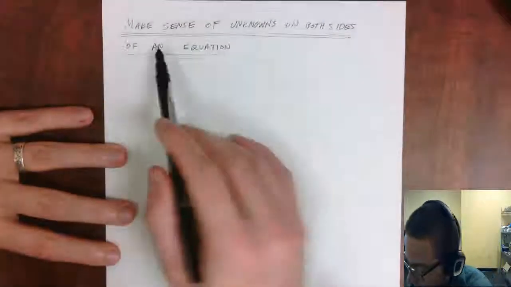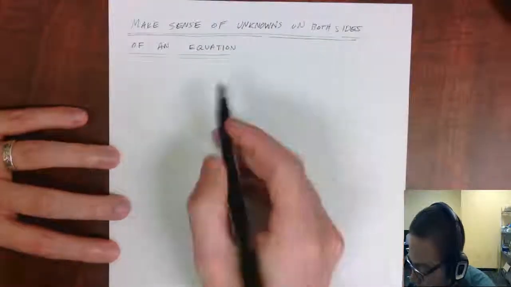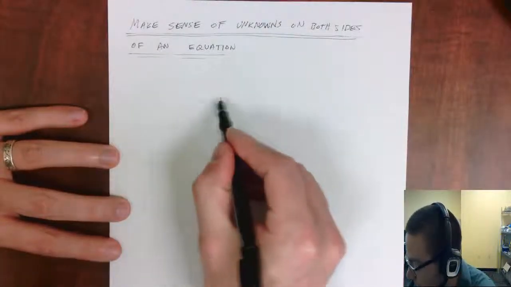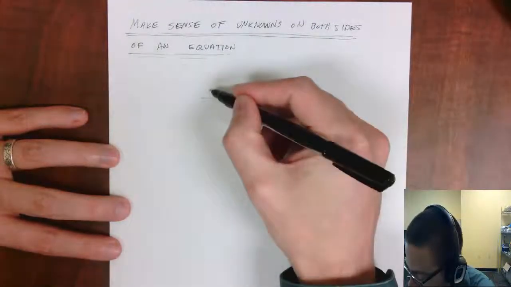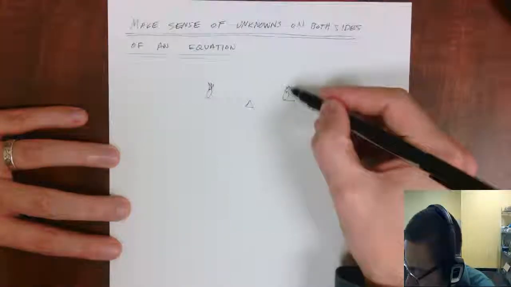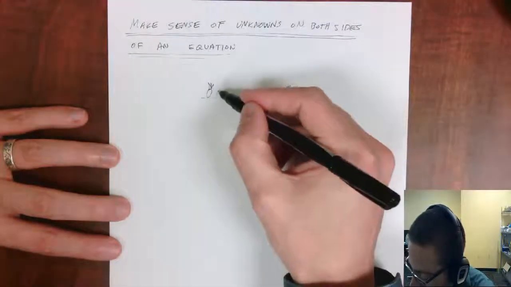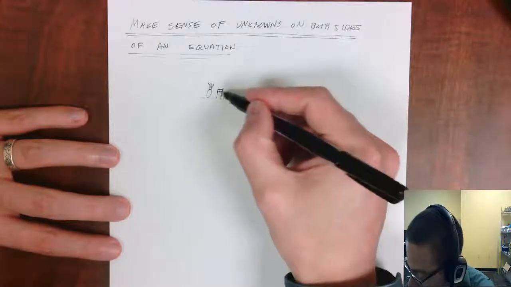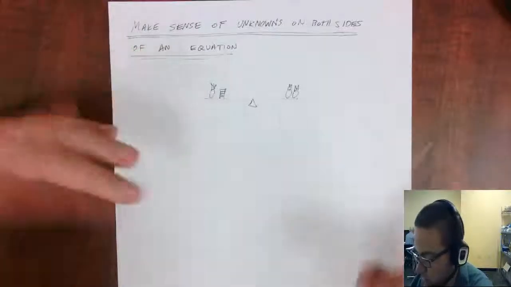Okay, we're going to talk about making sense of unknowns on both sides of the equation. So first, let's go back to our visual representation. If we have a balance scale and we have a bag on this side and a bag on this side. Let's say we have two bags on this side and we have, I don't know, 5 coins over here. Okay, so how much is in each bag?